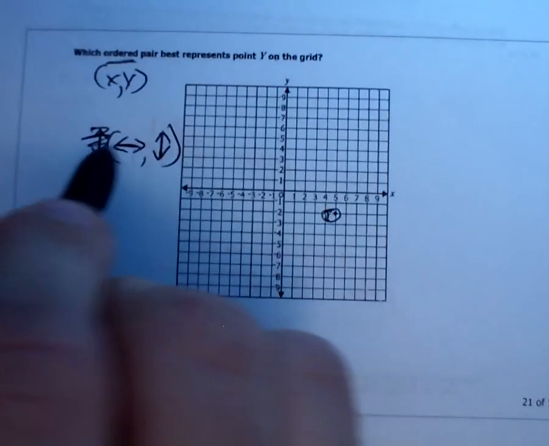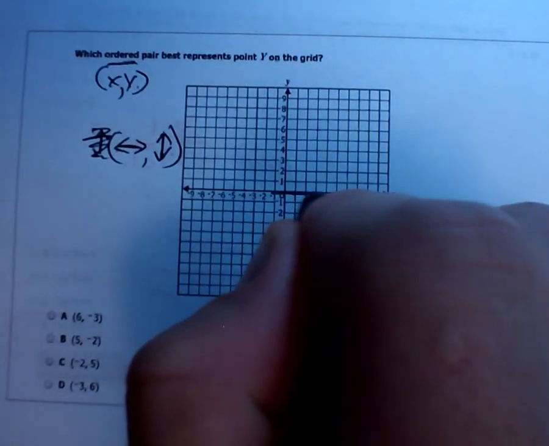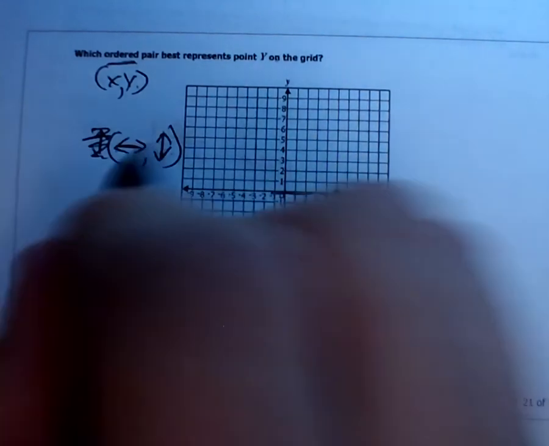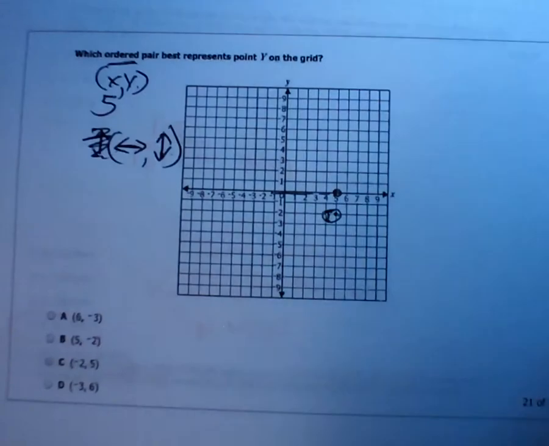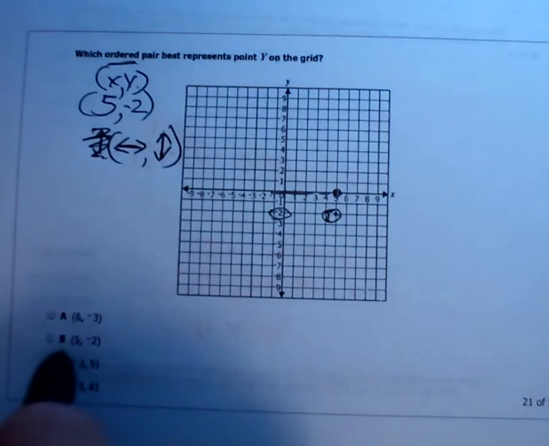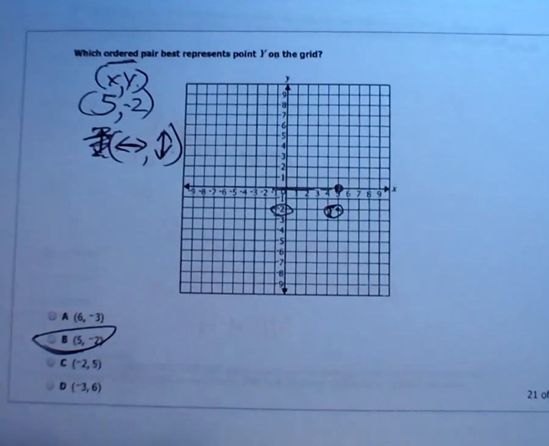So x and y, x and y. Left to right, I'm going to go to the right, and to get right above that dot, it's going to be on the 5. So 5 is my first number. And then it goes down 2, so negative 2. So positive 5, negative 2. B. So it's left, right, up, down. Left, right, up, down.